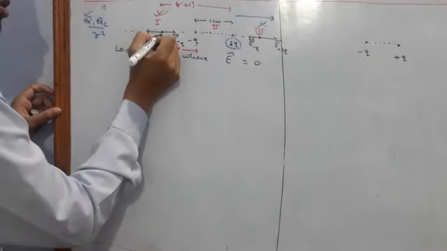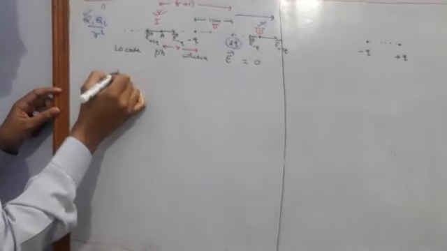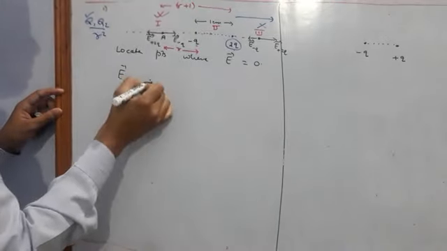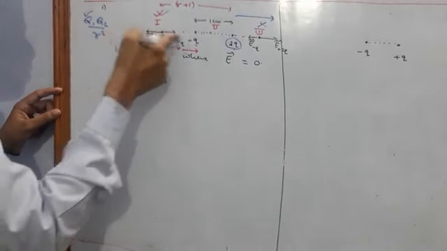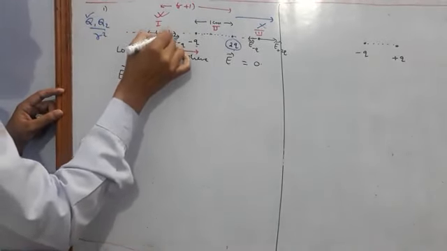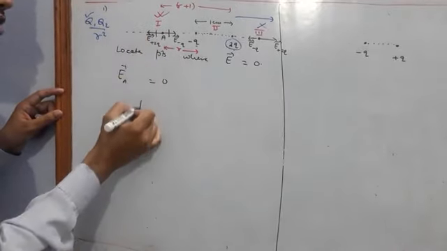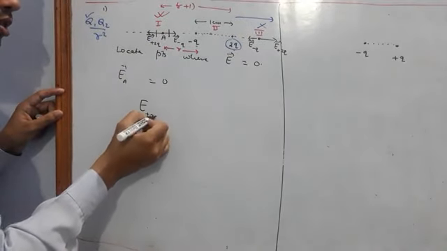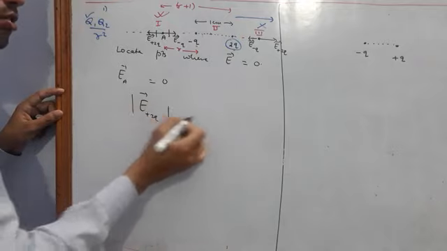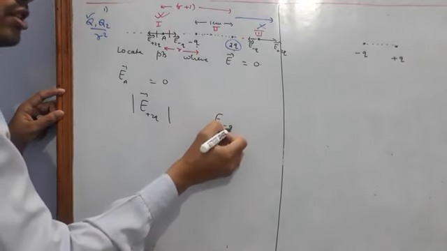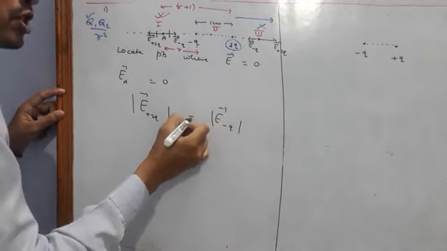So this point I'll call it as A. The electric field at A is 0. Here the two electric fields are opposite in direction, so they will cancel only if their magnitudes are equal. So E due to plus 2q charge, its magnitude, and E due to minus q charge, its magnitude, must be equal.